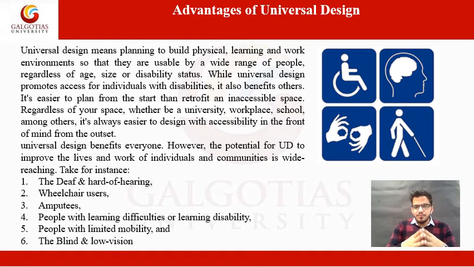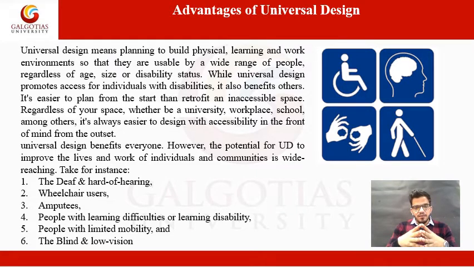However, the potential for universal design to improve the lives and work of individuals and communities is wide reaching. There are a number of points under the concept of universal design, but when we talk about important points, these six are some of the major areas to be kept in mind before following the universal design concept. The deaf and the hard of hearing, the people who have a problem in hearing, or if they are deaf; the people who use the wheelchair, the amputees.